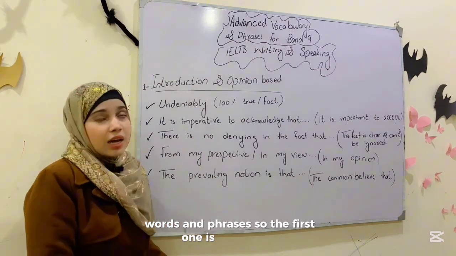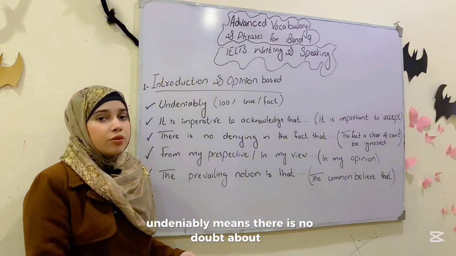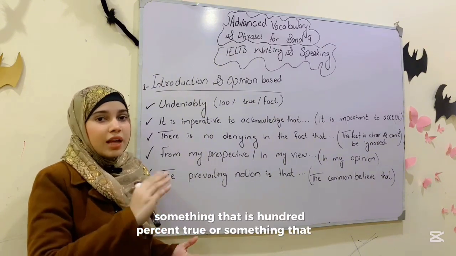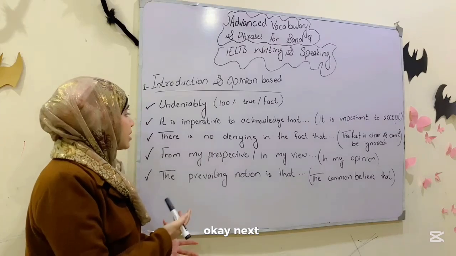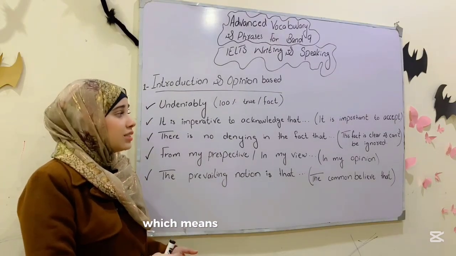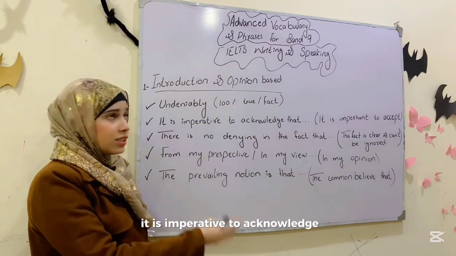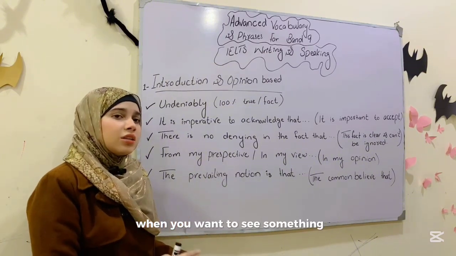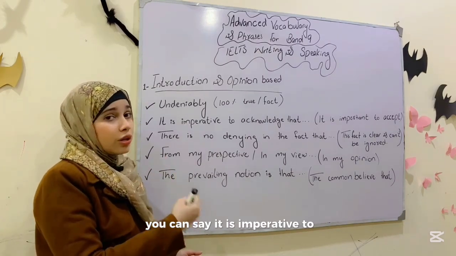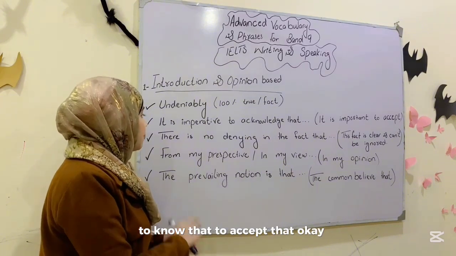So the first one is undeniably. Undeniably means there is no doubt about it. Something that is 100% true or something that is a fact. Okay? Next, it is imperative to acknowledge, which means it is important to know. When you want to say something that is important to know, you can say it is imperative to acknowledge that, okay, to know that, to accept that.